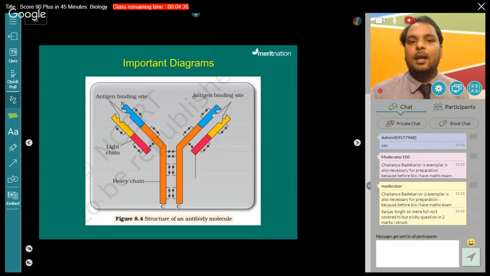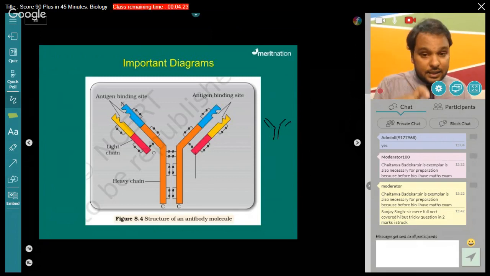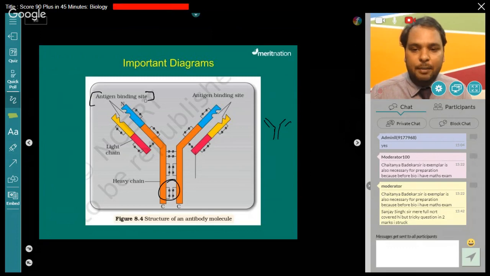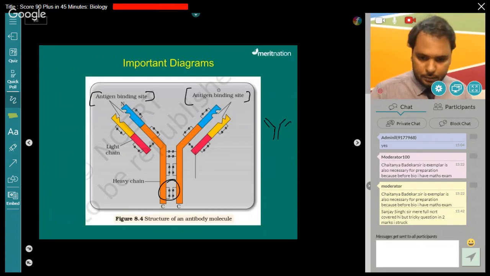The diagram of an antibody is also important. It's very easy. You just need to draw two Y's here. But the important thing is which is the heavy chain, which is the light chain, and where the sulfur bonds are. At least draw some sulfur bonds. These are the sulfur bonds, that will give you marks. And these are the antigen binding sites. These are the labelings which are really important.